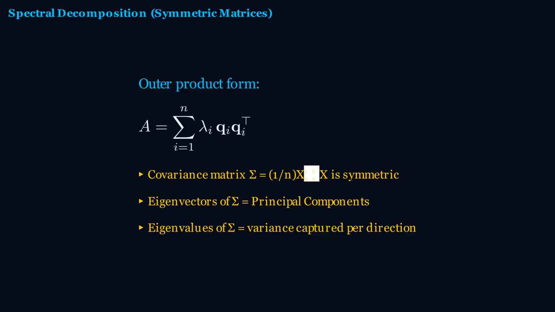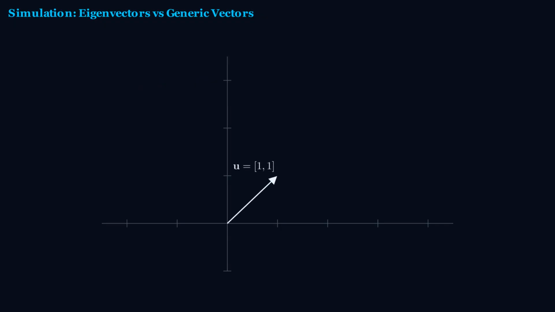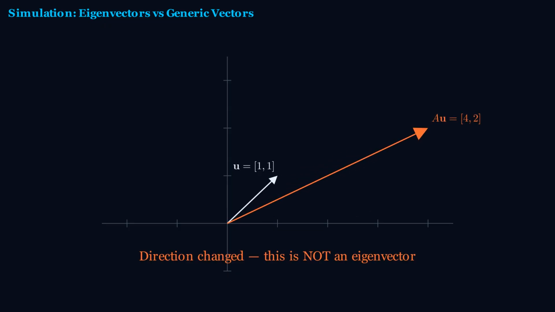Watch this generic vector U with components 1, 1. When we apply A to U, mapping it to a new vector, the direction changes, the vector rotates significantly. This rotation and scaling is the generic behavior of matrix multiplication. Most vectors are not preserved in direction.